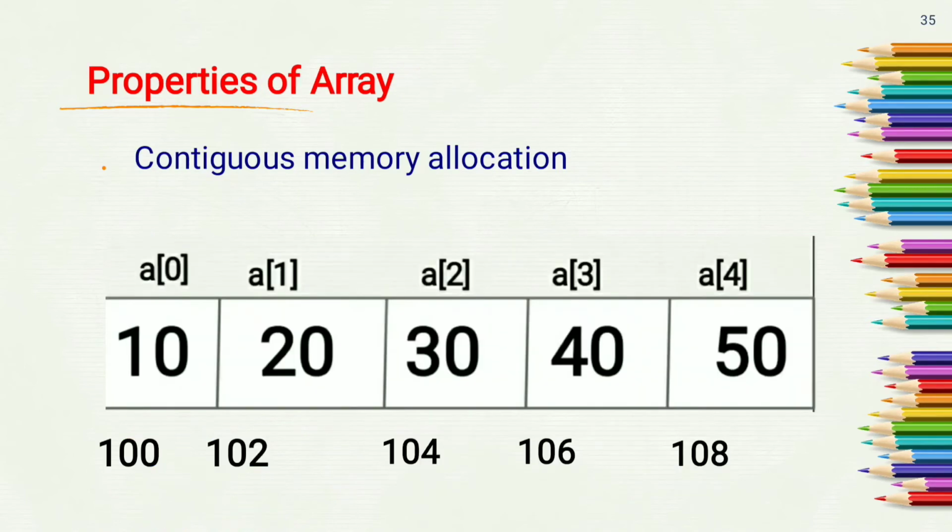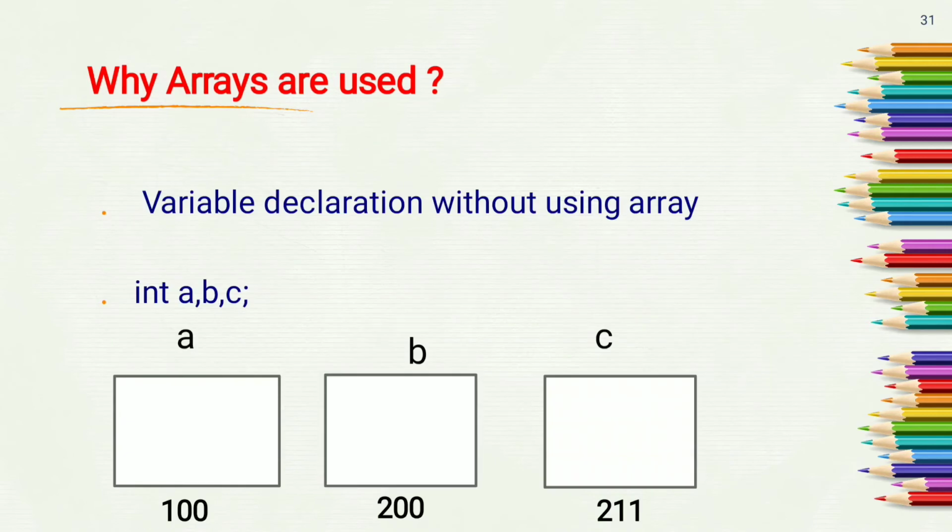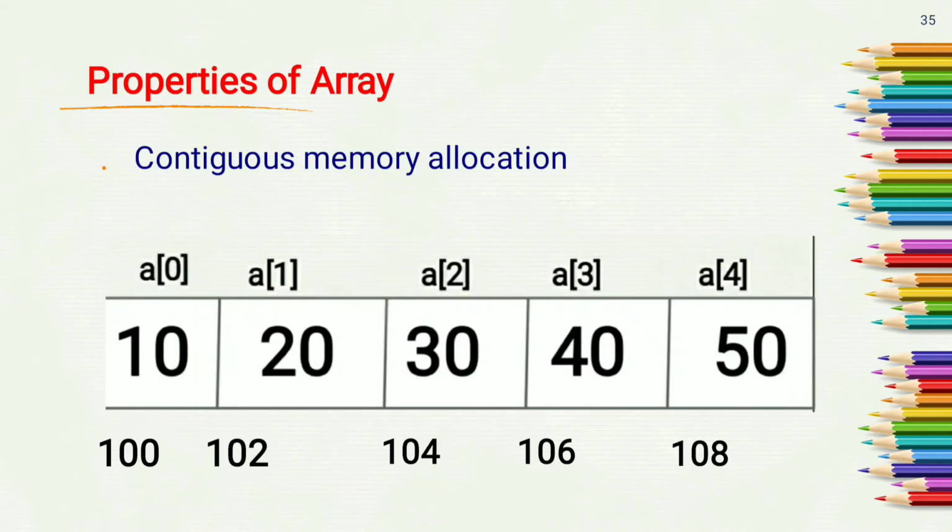The properties of array. The first property of array is contiguous memory allocation. Here the memory allocated to variables is contiguous. When we create 3 variables without using an array, the memory allocated to the variables is non-contiguous. Here you can see the address of A is 100, address of B is 200, address of C is 211. But in an array, the memory allocated to variables is contiguous.